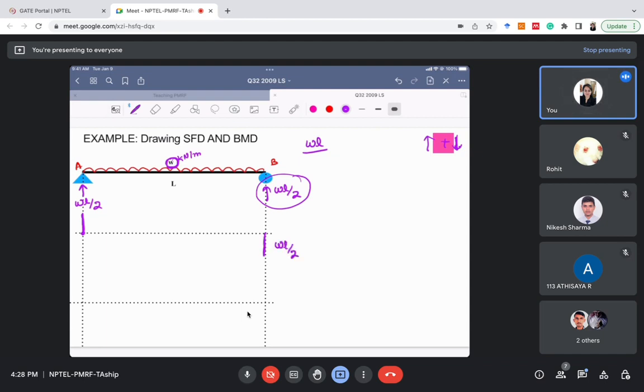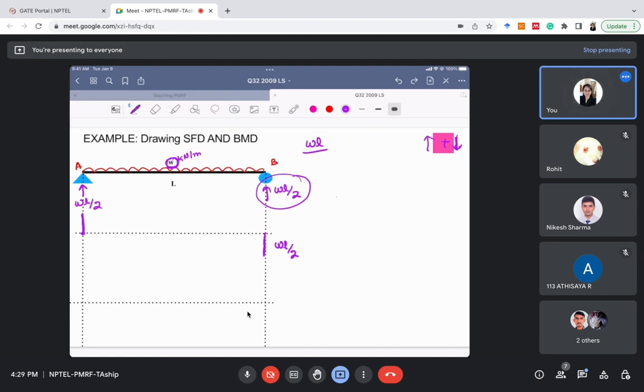Now, how to join these two points? At every section we know the value of the shear force, but how to join them? Whether I should join it like this or like this, we don't know at this point. So how to join it?